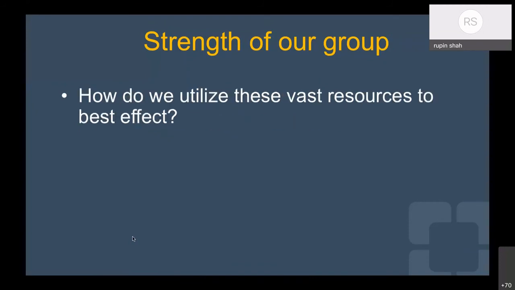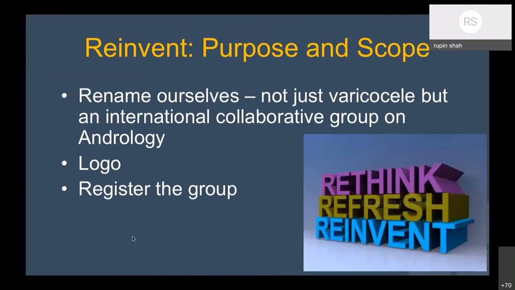So with all this in mind, we thought, how do we utilize these resources to the best effect? And so we came up with the idea, and here I will hand over to Ashok, of creating a new group with a new name, a new logo, and a new purpose. So Ashok, if you can take over from here. Thank you very much, Rupin.